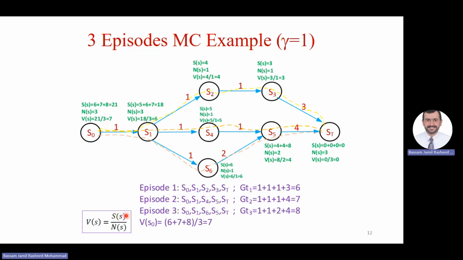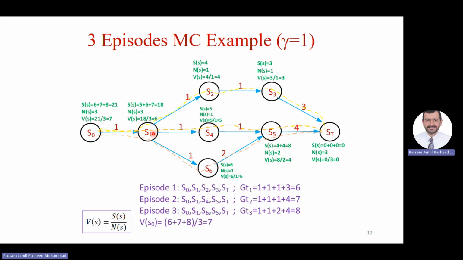Now let's run another scenario, episode 2. Episode 2 takes me from S0 to S1 to S4 to S5 to S6. And now similarly, I can say that S5 has a reward of 4. You can see S5 here, these are the total rewards here. And S4 has a reward of 1 plus 4, so this is 5.